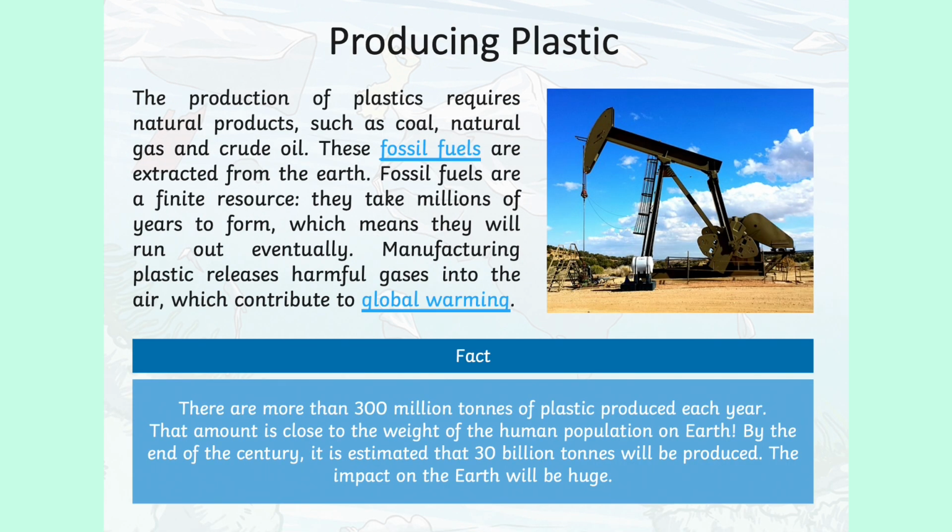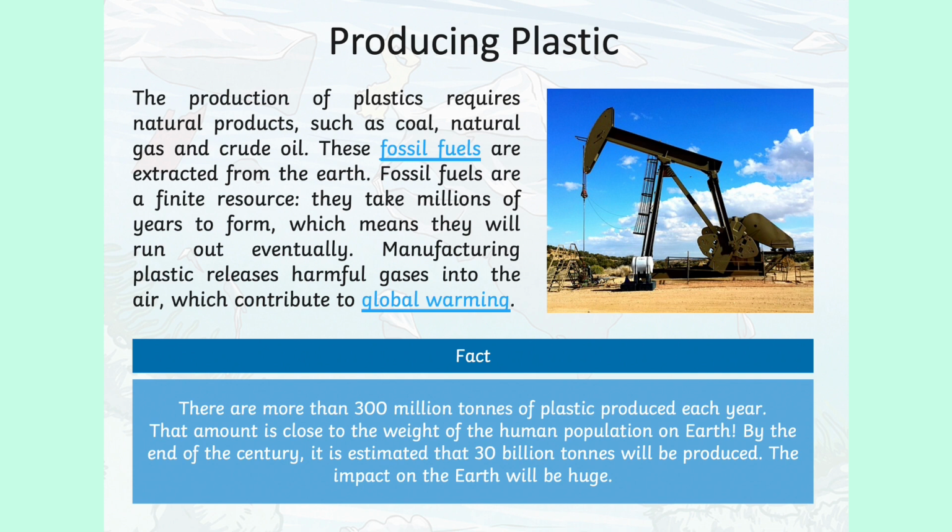So how is plastic produced? The production of plastics requires natural products such as coal, natural gas, and crude oil. And these fossil fuels are extracted from the earth. Fossil fuels are a finite resource. They take millions of years to form, which means they will run out eventually. Manufacturing plastic releases harmful gases into the air, which contribute to global warming.